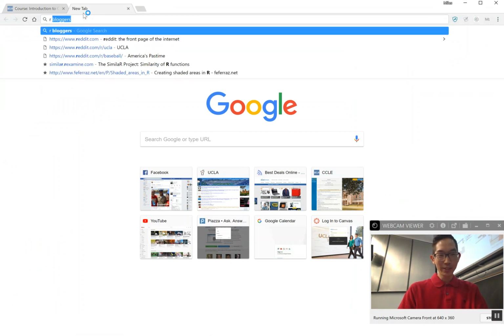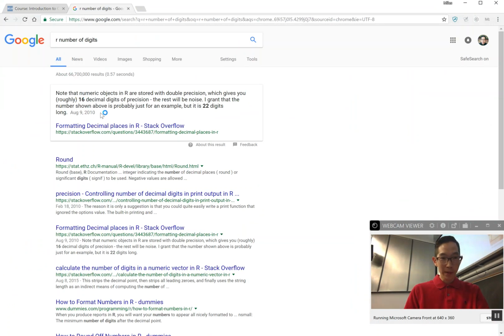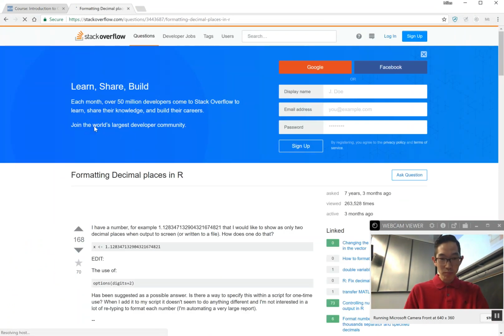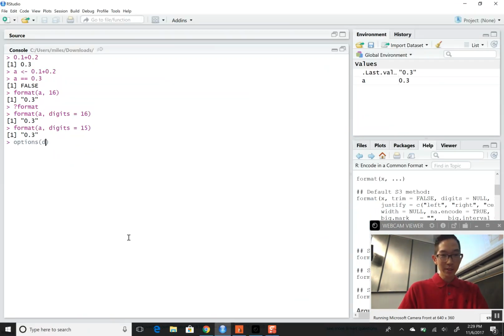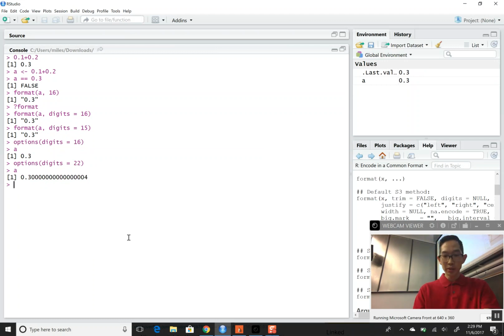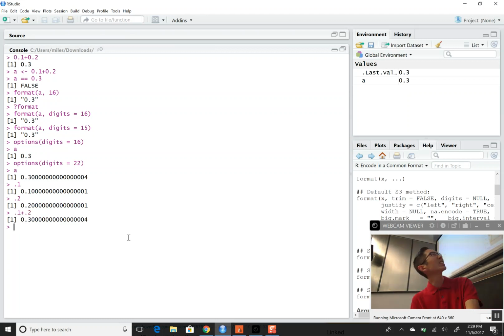So our number of digits. Options. Okay, so we'll do options digits equals 16. All right. Now maybe I need 22. Okay, so that's what A is, right? So if we look at what 0.1 is and what 0.2 is, this is what it is. 0.1 plus 0.2 gives me this, and if I type in 0.3, it gives you that.